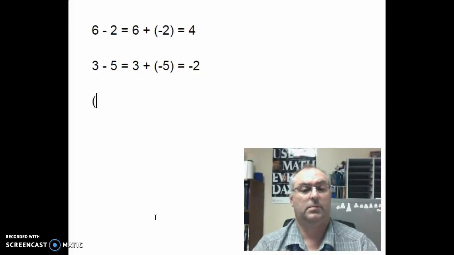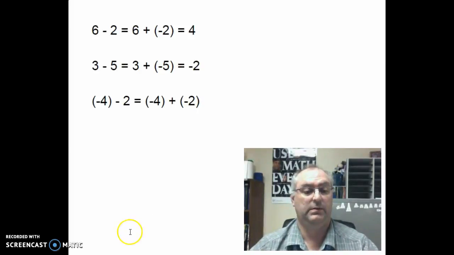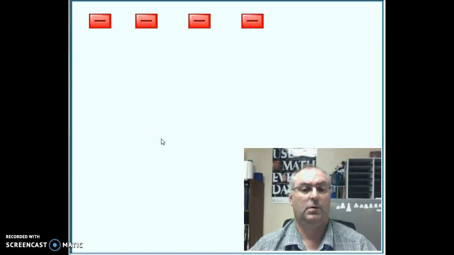Let's look at the problem negative 4 minus 2. Now really what we're going to lay out on our integer board is negative 4, subtraction turns to plus, and we're going to add negative 2 tiles. So let's see what that would look like. So here's our negative 4.